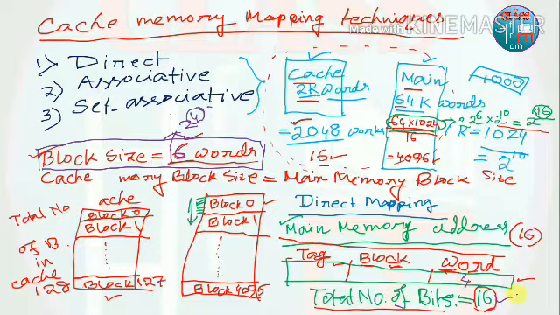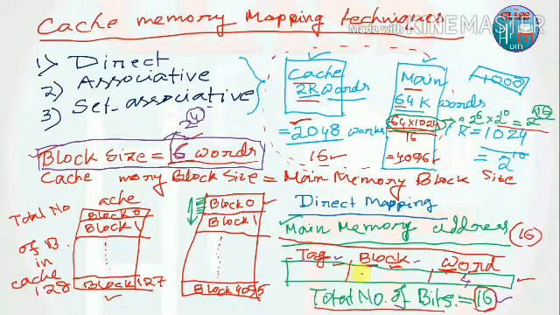Now how many bits remain? 16 minus 4, that means 12 bits are left. So your tag field and block field will consist of 12 bits. Clear? 4 is gone, so now you have 12 bits. Within these 12 bits you will have the tag field and block field. So now you have to find out the tag and block. How can we find out this tag and block?